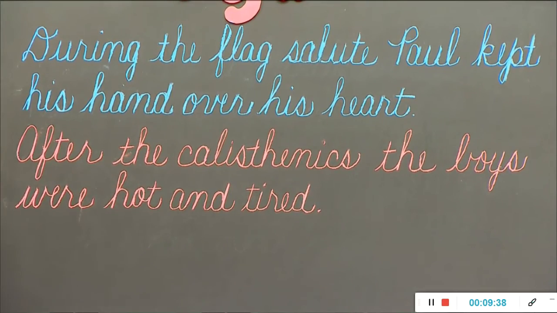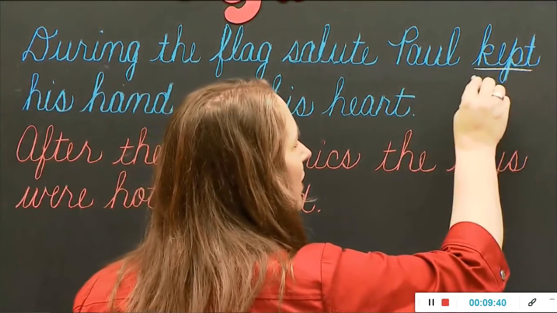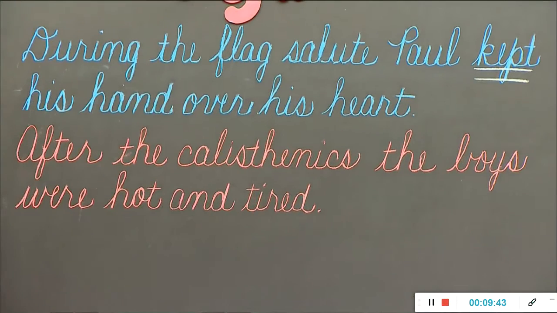Kept. Kept is our verb. I'll underline it 2 times. That was find the verb first. Ask who or what before the verb. Let's do that part together. Who or what kept? One more time. Who or what kept? Answer that question and find the simple subject.